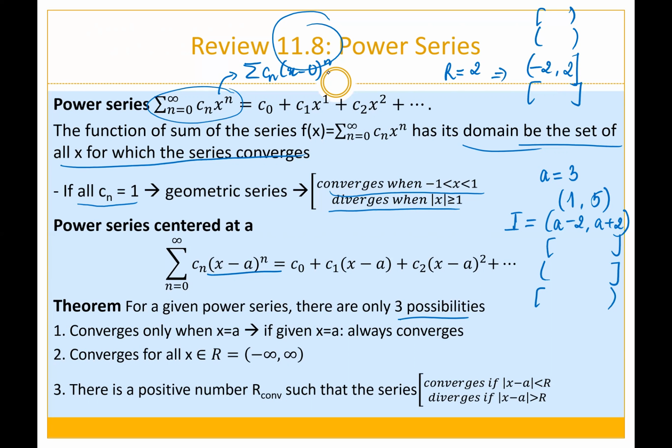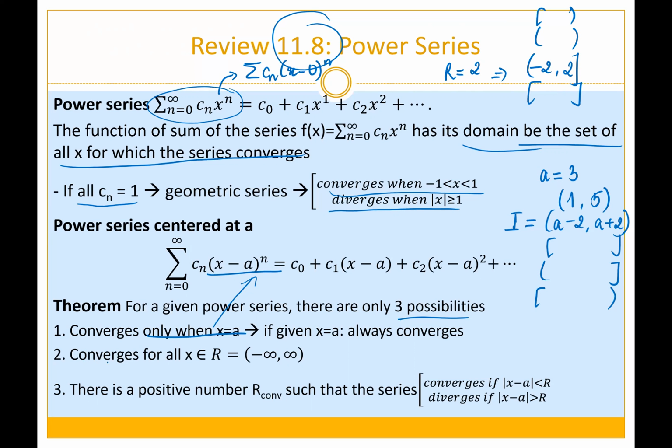Now we have the theorem for any power series. There are only 3 possibilities. The first one is that it converges only when x equals a. So it only converges in one situation, when x equals a. And what usually happens is that when x equals a and you plug in here, every term will become 0. Yes, that's true. That's going to be one of the steps, it's going to be on the next slide.